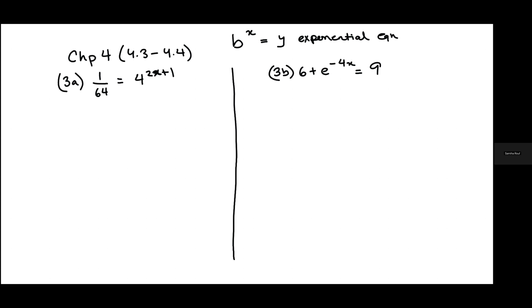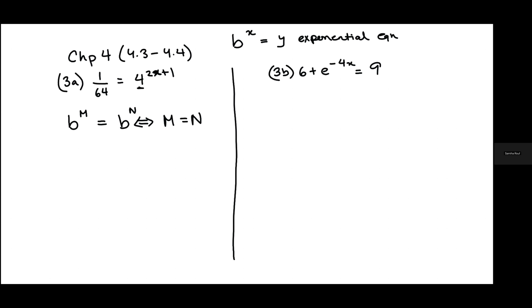So what is the equivalence relation? The equivalence relation says that if you have a base with some exponent, and on the other side of the equal sign you have the same base but a different exponent, then you can basically say that the two exponents are equal to one another. Okay. 3A is a problem where this would be possible, because notice on the left-hand side here, we have a base of 4, whereas on the right-hand side, we have a 64.